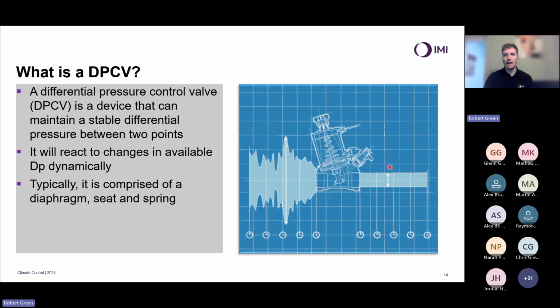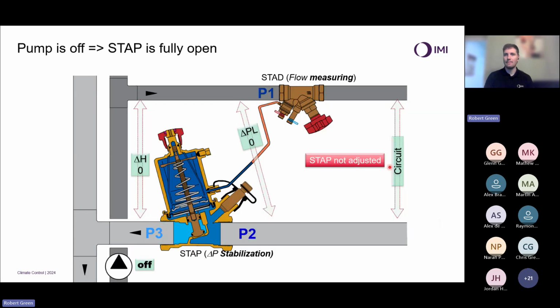So let's have a look at an example with our STAP valve. Here we have a circuit, and in this example, the two points we're controlling between are the inlet pressure and the outlet static pressure. So the difference in pressure between my P1, my incoming available pressure, and my P2, my downstream pressure of the circuit. This is the pressure we want to maintain in a stable environment.